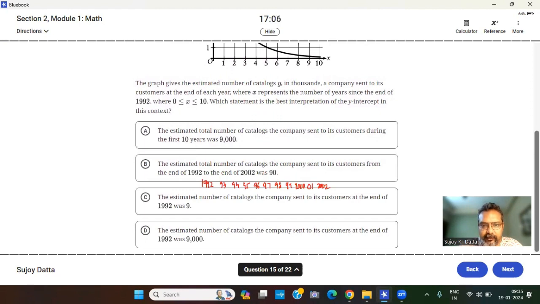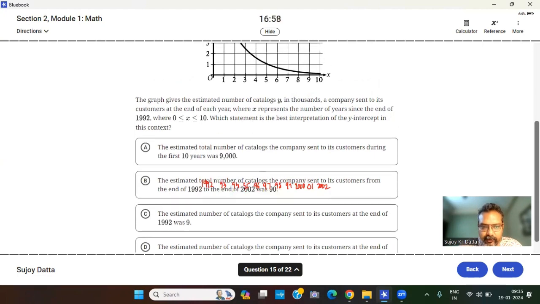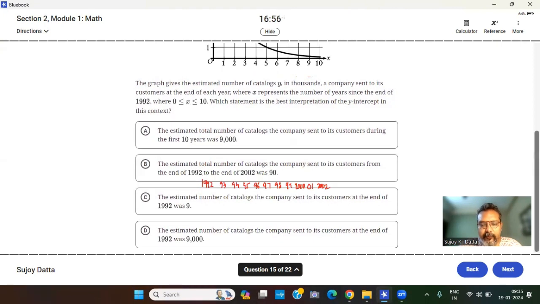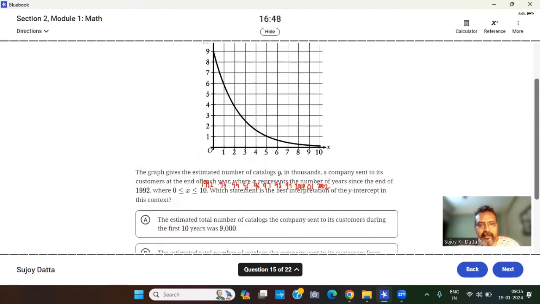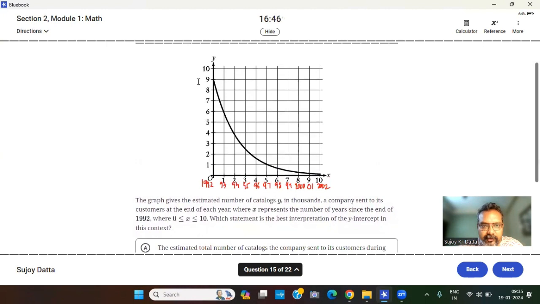It's just saying 90. Option C says the estimated number of catalogs the company sent to its customers at the end of 1992 was 9. Again, 9 is not possible because the data itself is in thousands. So that's ruled out. And at the end of 1992 in option D, it says it was 9,000. So at the end of 1992, it was actually 9,000 because the graph meets the y-axis at 9, which is the 9,000 point. Hence, option D is correct.